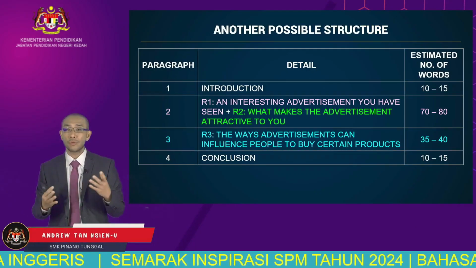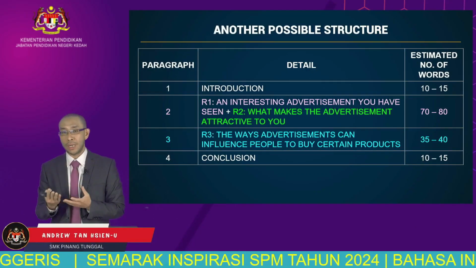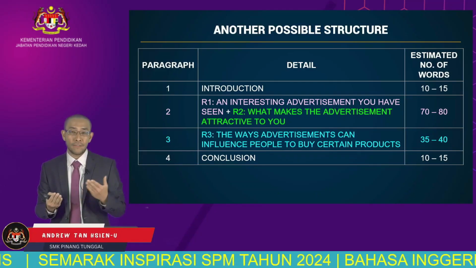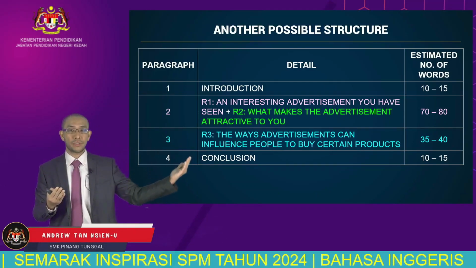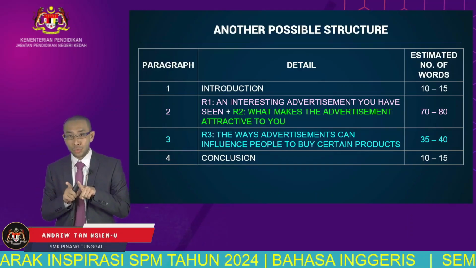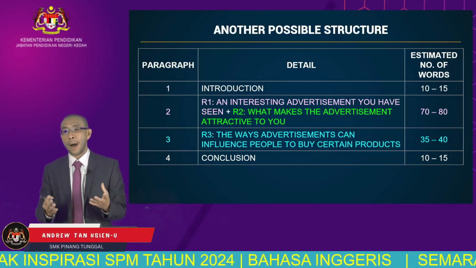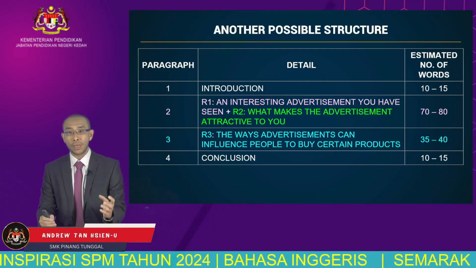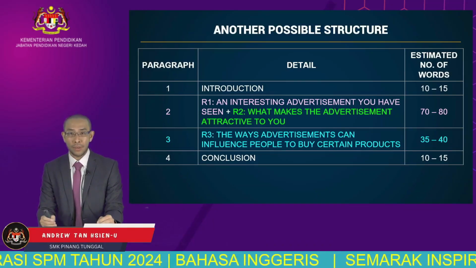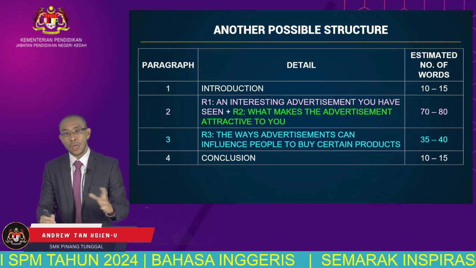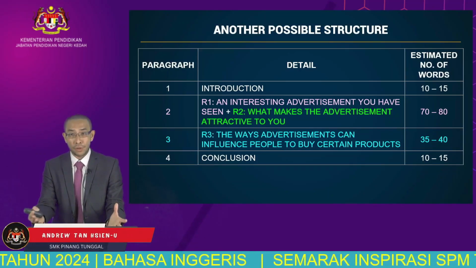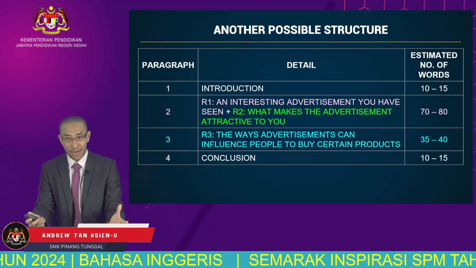Number 2, you can also follow this structure. Okay? If you don't want to follow a 5-paragraph structure, you can do it like this as well, depending on the question. So here, if you notice, the difference between this structure and the previous structure is that here we have combined R1 and R2 because it is talking about the same thing. They are both talking about the advertisement that you have seen and why it was attractive to you. All right? And so for paragraph 3, we go into more general details about the ways advertisements can influence people to buy certain products. All right?